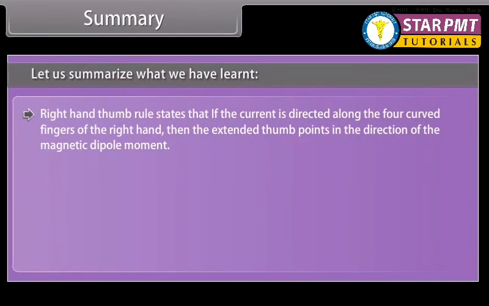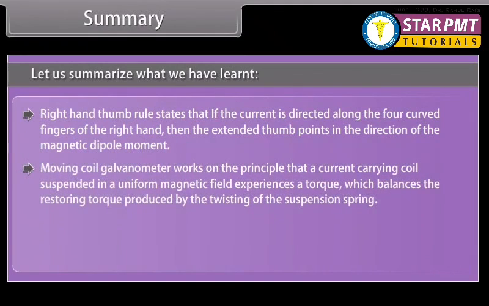Right-hand thumb rule states that if the current is directed along the curved fingers of the right hand, then the extended thumb points in the direction of the magnetic dipole moment. Moving coil galvanometer works on the principle that a current-carrying coil suspended in a uniform magnetic field experiences a torque which balances the restoring torque produced by the twisting of the suspension spring.